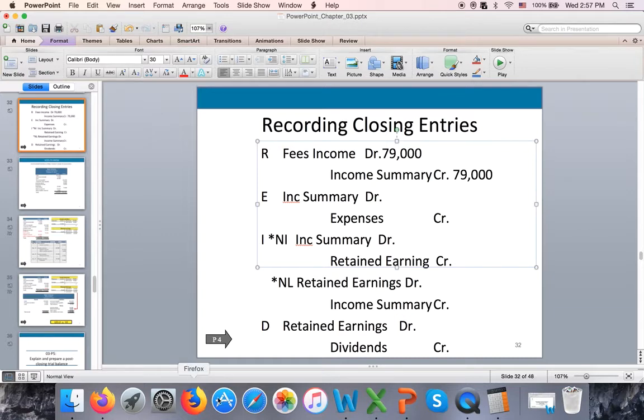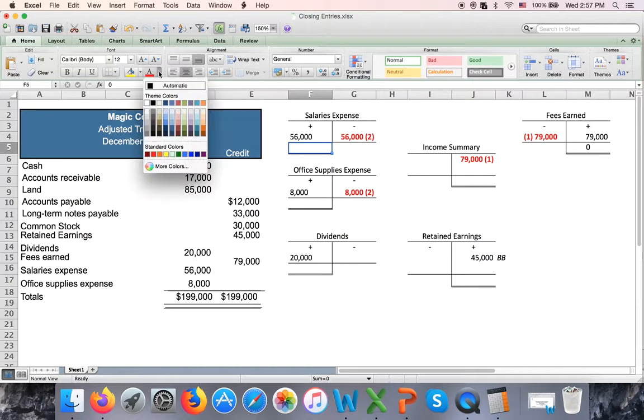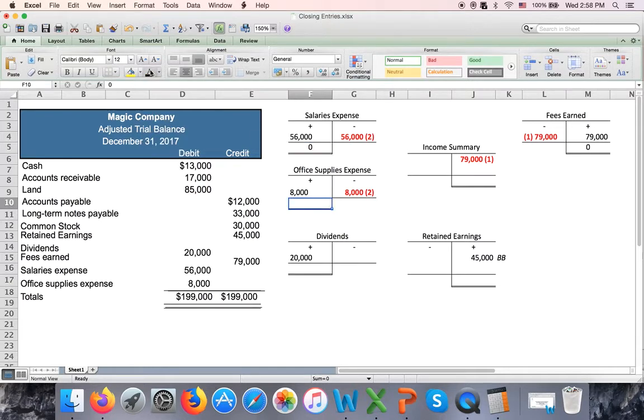First step. Second step, I need to get rid of expenses. We have 2 expense accounts. I put them right here. Salaries expense, office supplies expense. You might have 100 expenses. We need to credit all of them. Why do we credit them? Because it makes the balance zero, right? We're going to offset the balance, the debit balance. So I'm going to credit them. Well, what do I debit? I debit income summary. What's the amount? Total expenses. So where does the 64,000 come from? It's salaries expense plus office supplies expense.